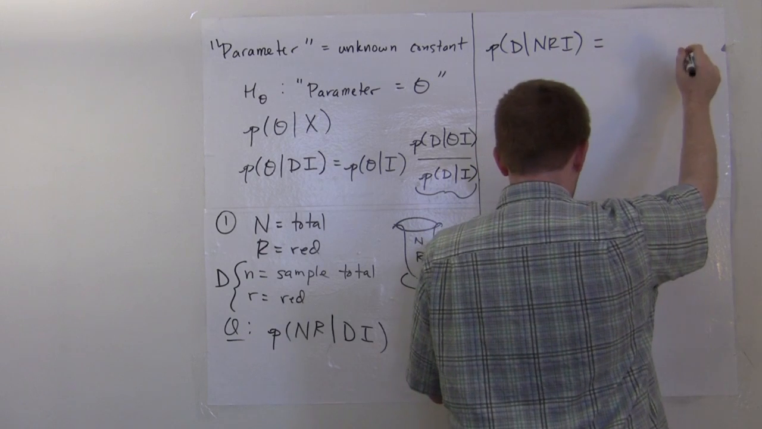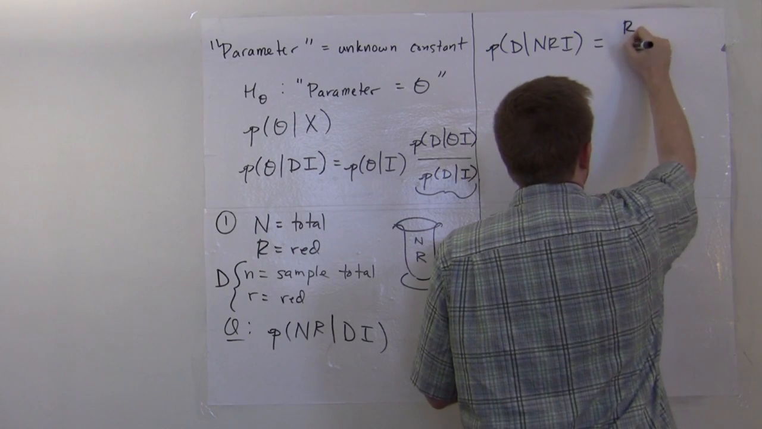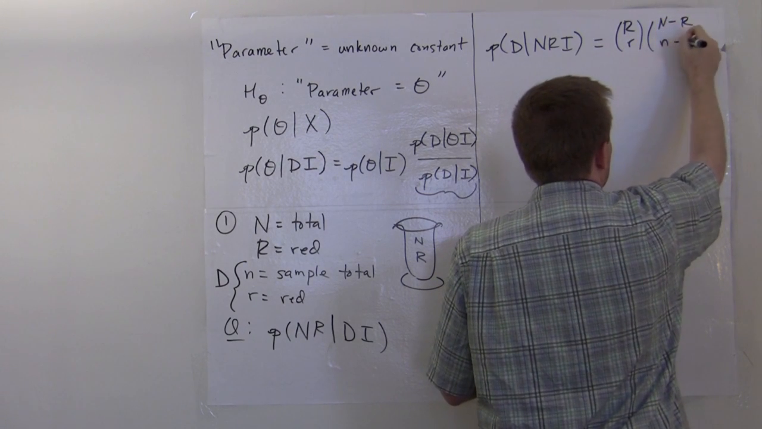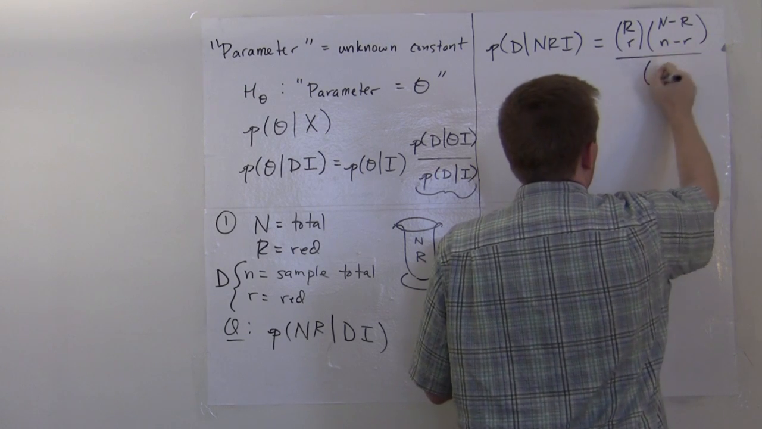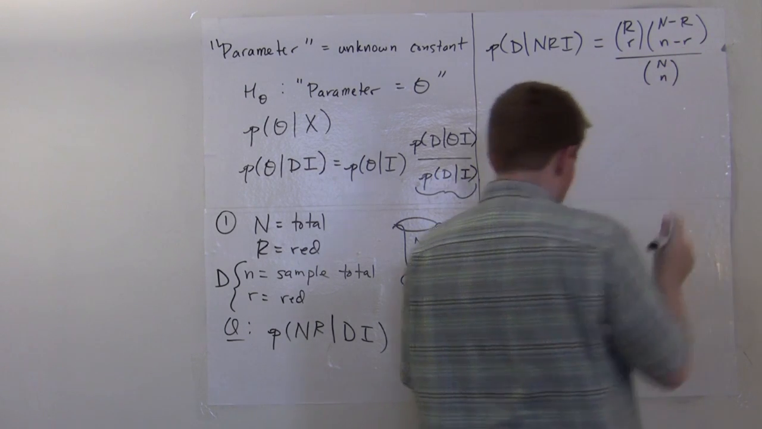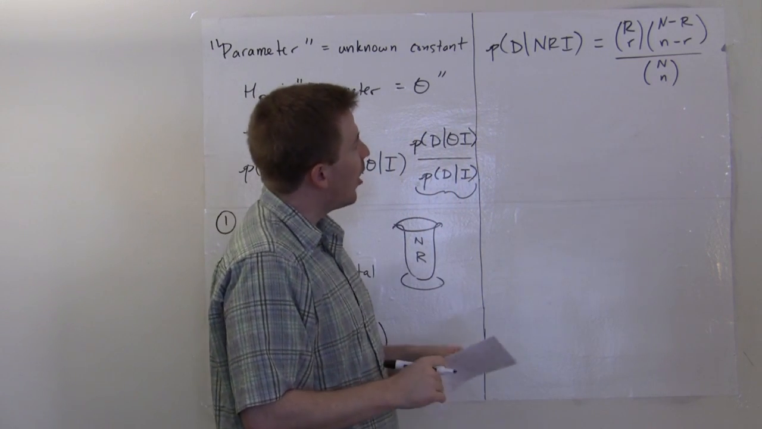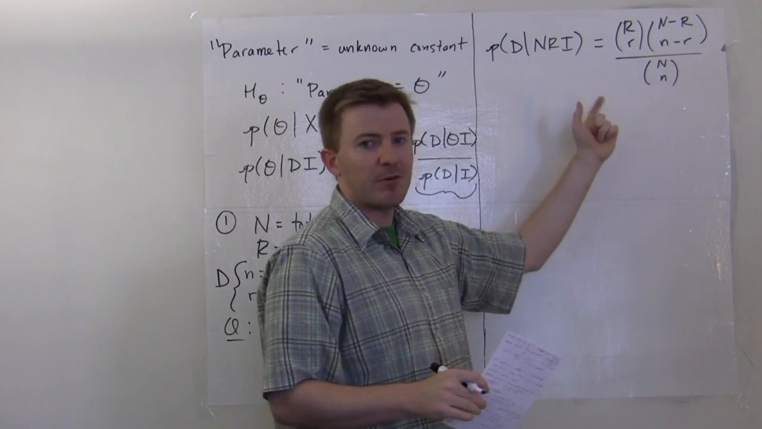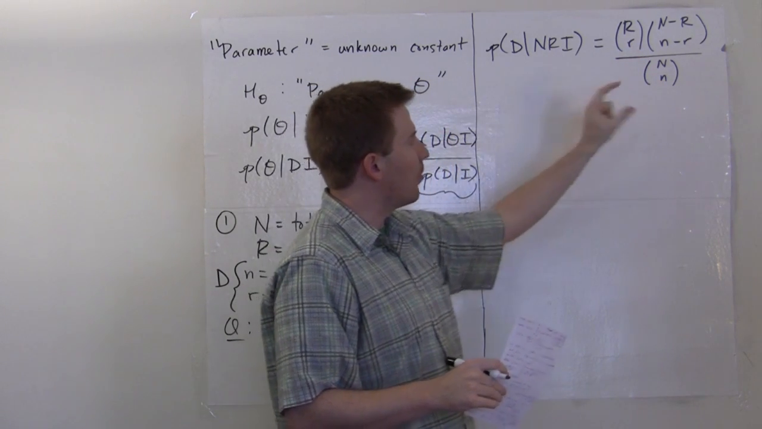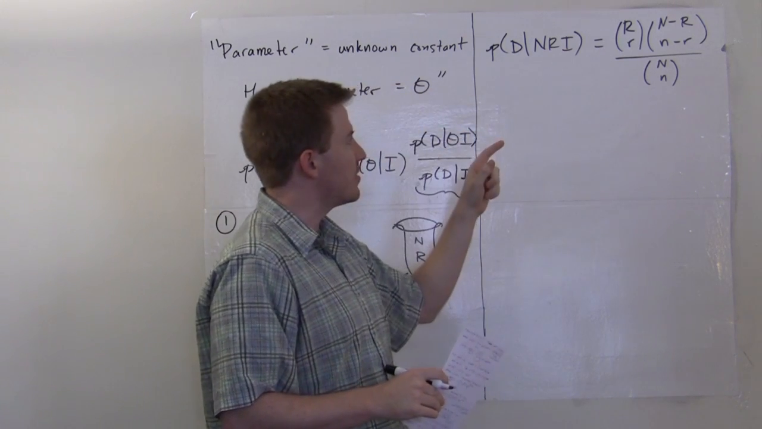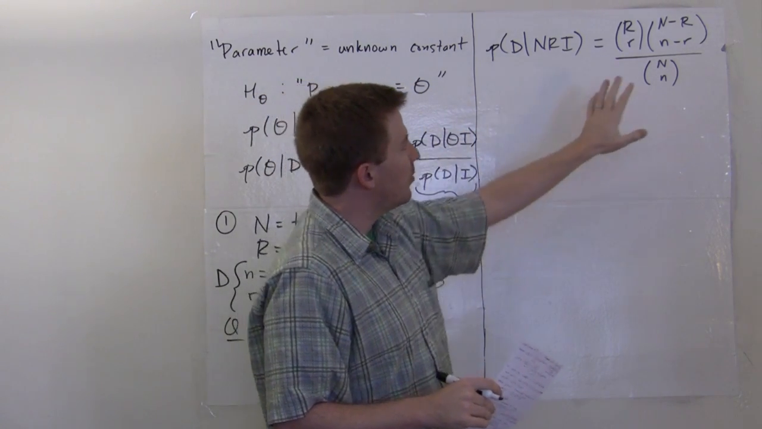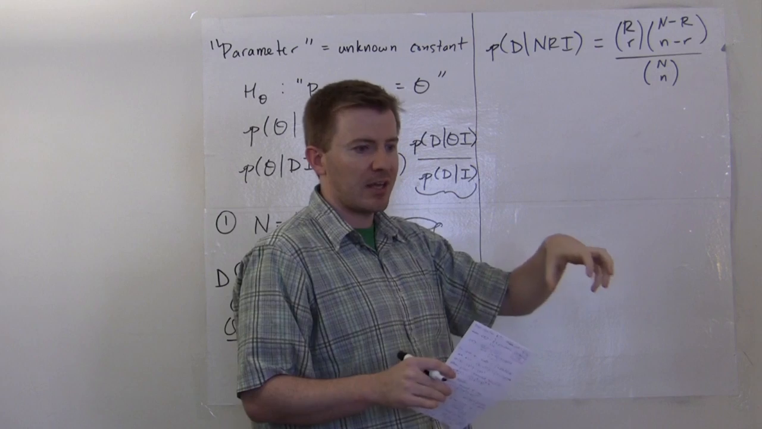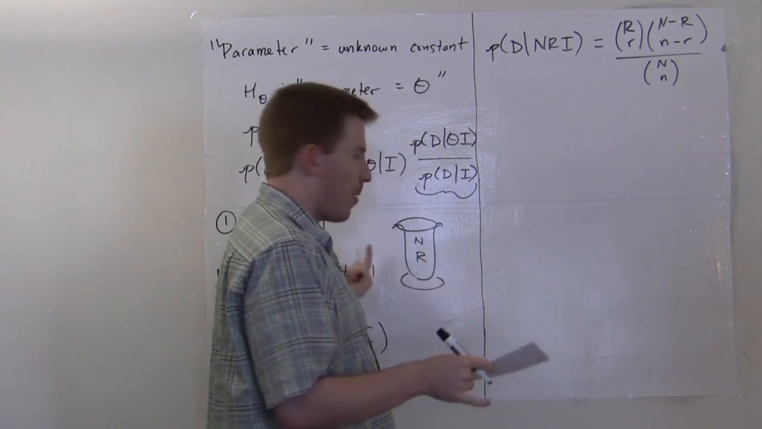And that, in this case, would be capital R choose little r, capital N minus capital R choose little n minus little r, divided by capital N choose little n. Okay, this is the hypergeometric distribution when you think of it as a function of little r. If you're looking for a way to remember or understand this formula, you can see the different components of it as the number of ways of choosing the various subsets that are represented in the sample.